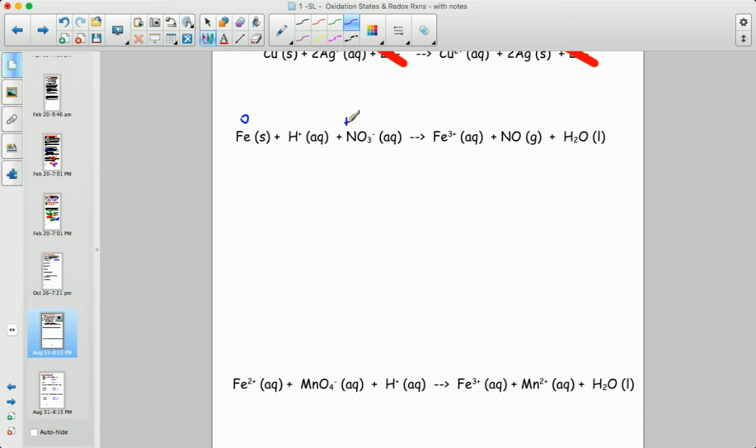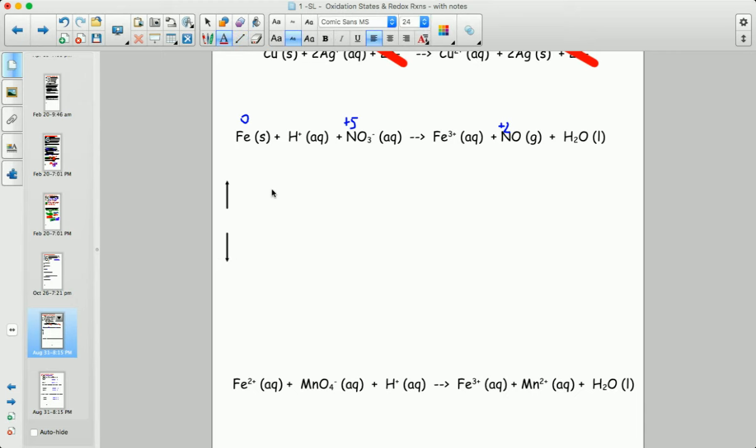I'm going to go quickly because we did this one in class and for the sake of the video. This is iron 3+. Over here, this is nitrogen 2+. And oxygen is -2 and hydrogen is +1. So if we're looking at the changes, I can see that the increase in oxidation number is going to be from iron 0 to iron 3+.